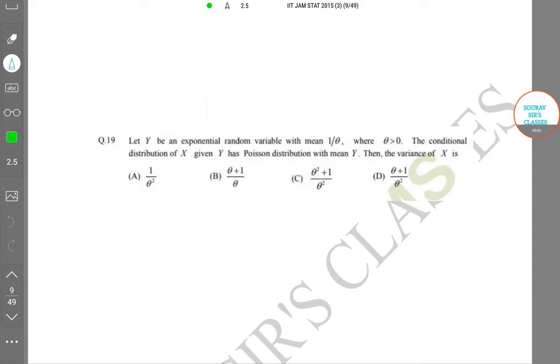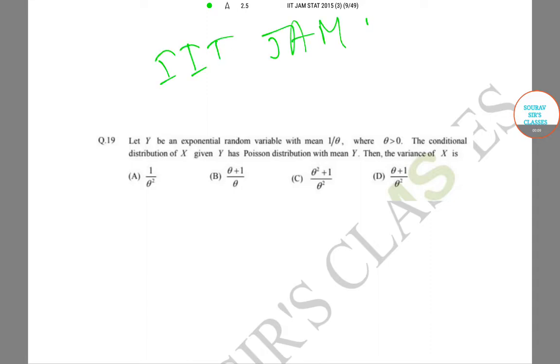Today I'll be solving selective questions from IIT JAM 2015 stat papers for you. You will be given more of the solutions in the next videos, and you will be finding more solutions of IIT JAM stat papers there, so stay tuned. Let's start with question number 19.